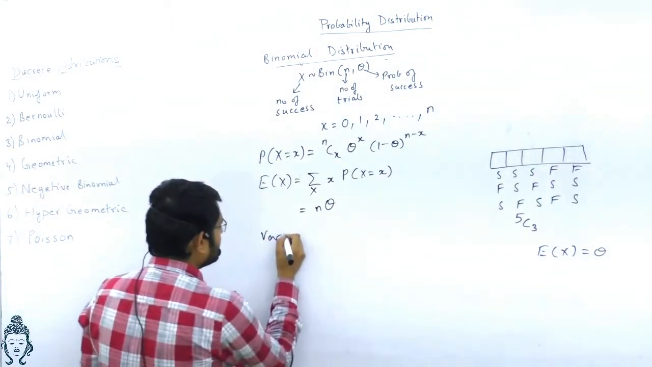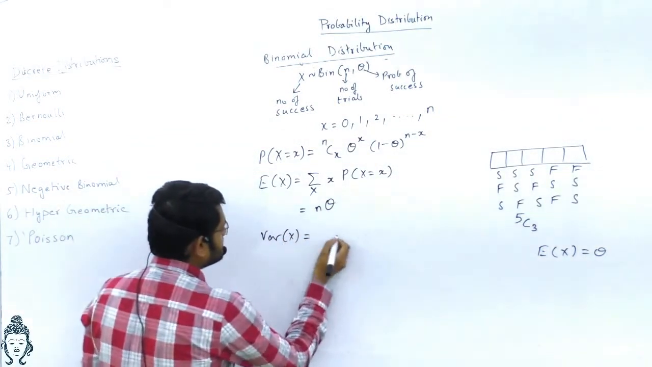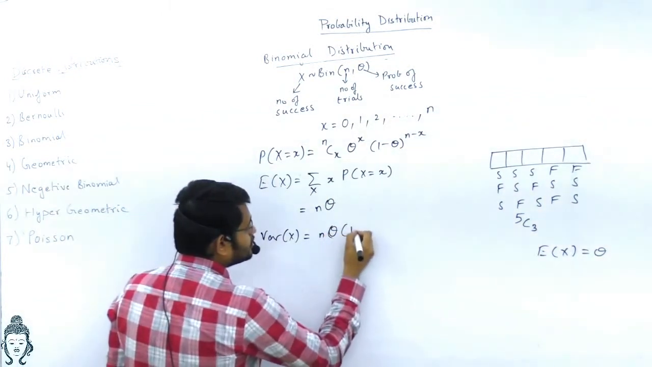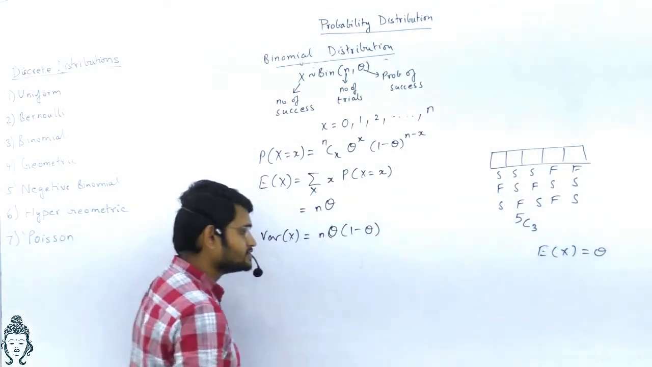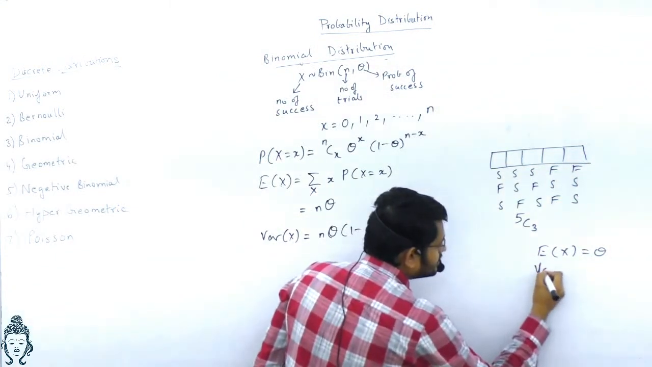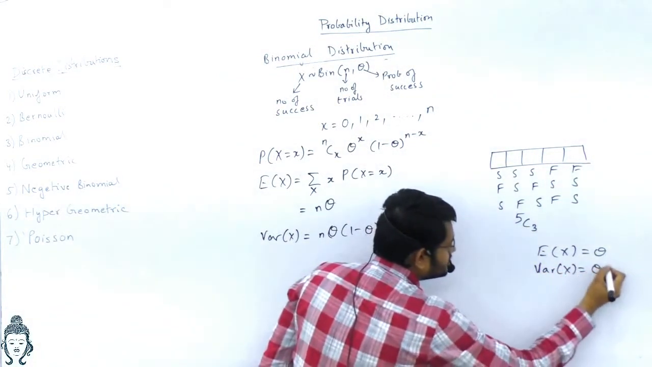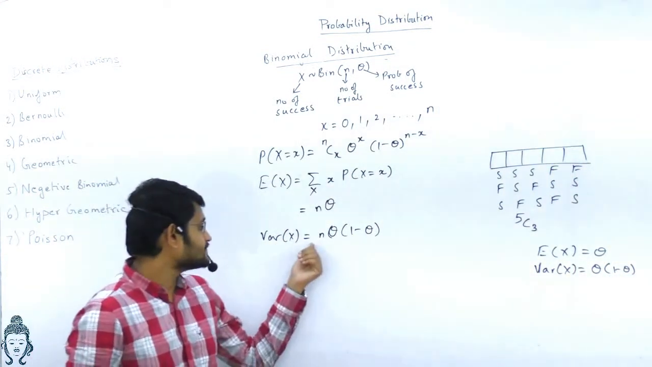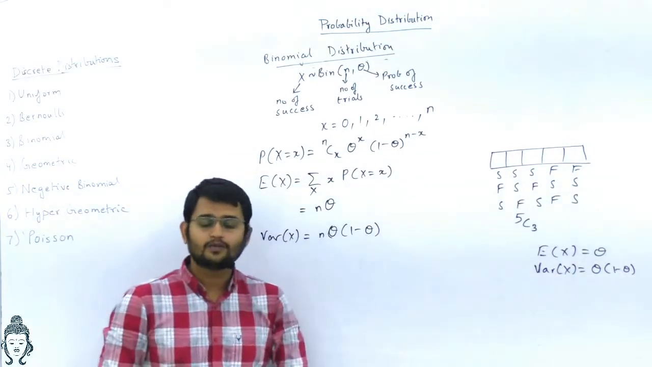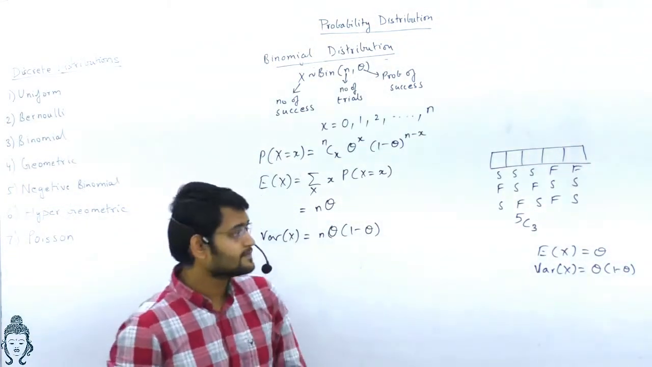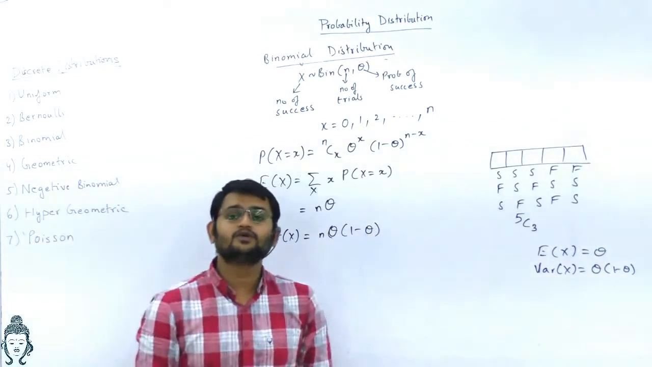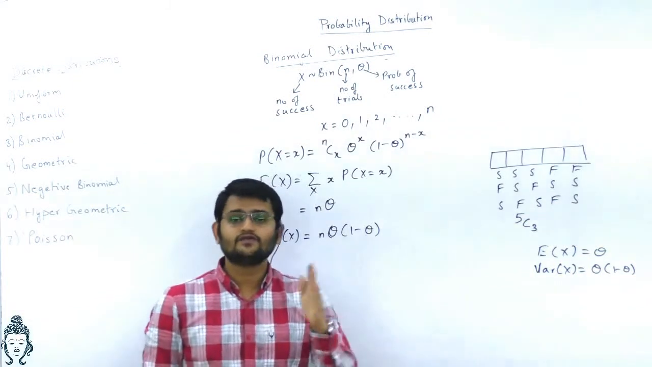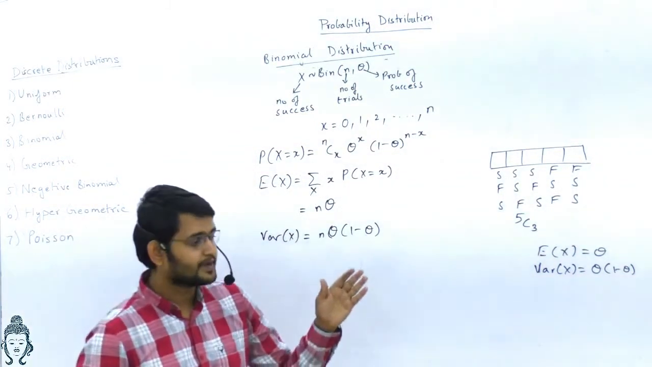Similarly, the variance of X should be n into theta into 1 minus theta, because the variance of a Bernoulli trial was nothing but theta into 1 minus theta. So n Bernoulli trials will give us variance n theta into 1 minus theta. Just for an example, if I say that for one particular trial I can get a value between minus 5 to 5, that becomes my range, minus 5 to 5.